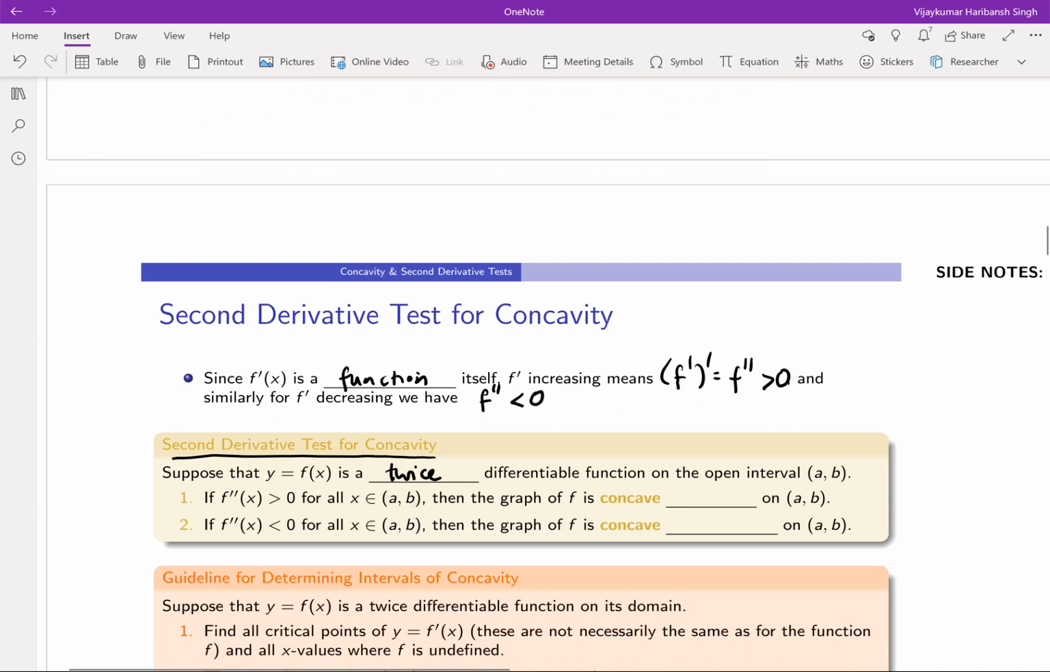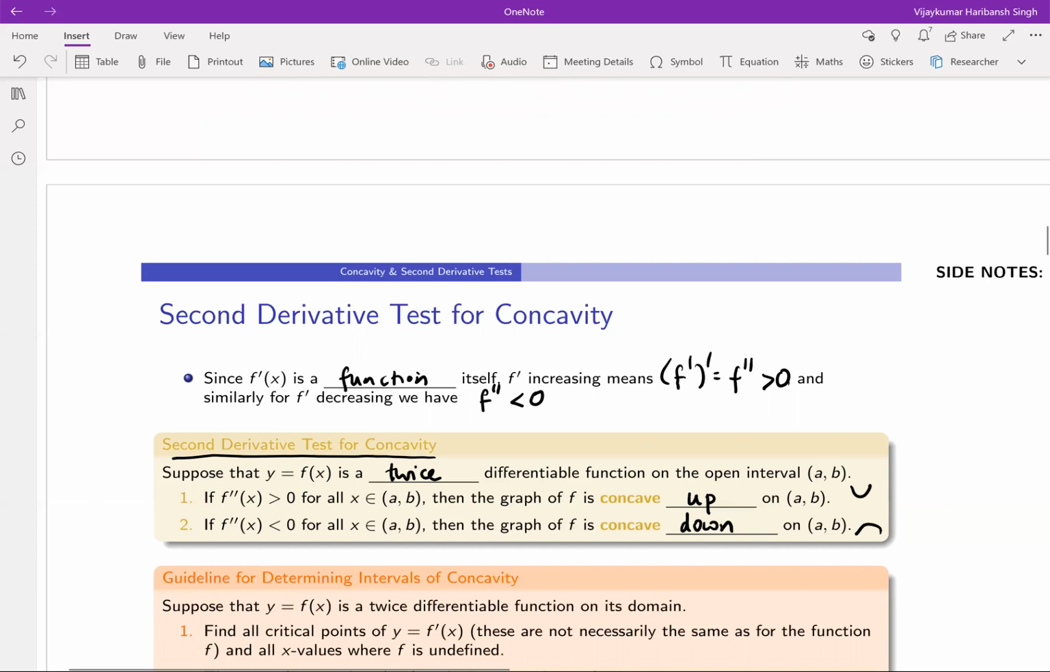If f double prime is greater than 0 for all x belonging to (a, b), then f is concave up. Smiley face like that, second derivative greater than 0. And if f double prime of x is less than 0 for all x in (a, b), then f is concave down on (a, b), like a frowny face, second derivative less than 0.